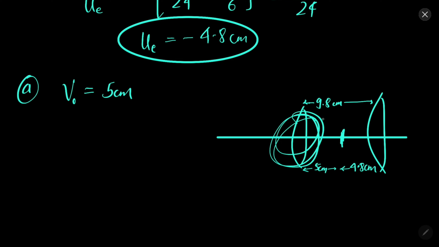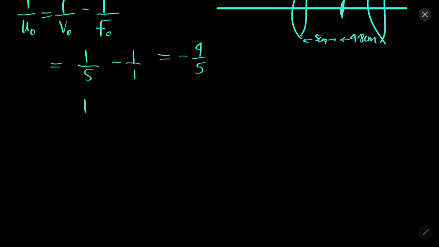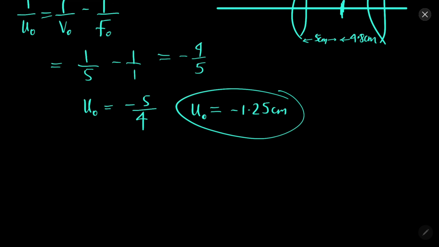The image obtained by the objective lens is at 5 centimeter from the lens. So 1 over UO equal to 1 over VO minus 1 over FO, equal to 1 over 5 minus 1 over 1, equal to minus 4 over 5. So UO will be equal to minus 5 over 4, which will give us minus 1.25 centimeters.